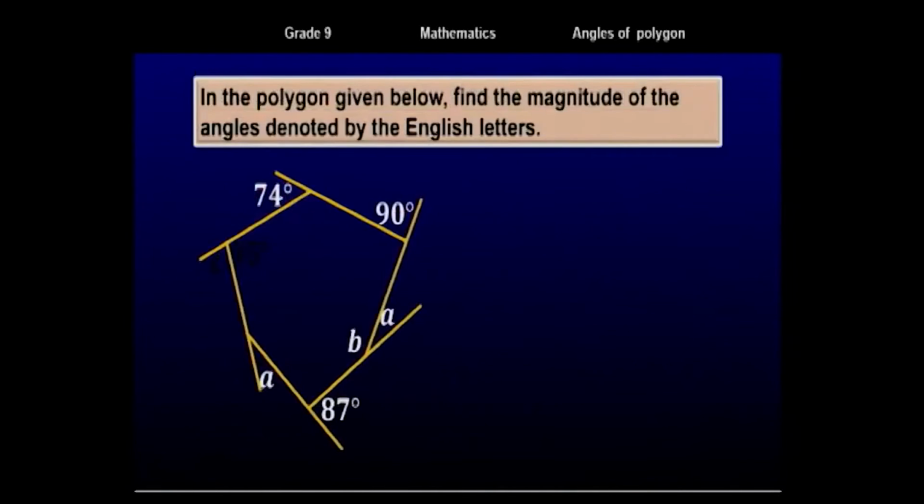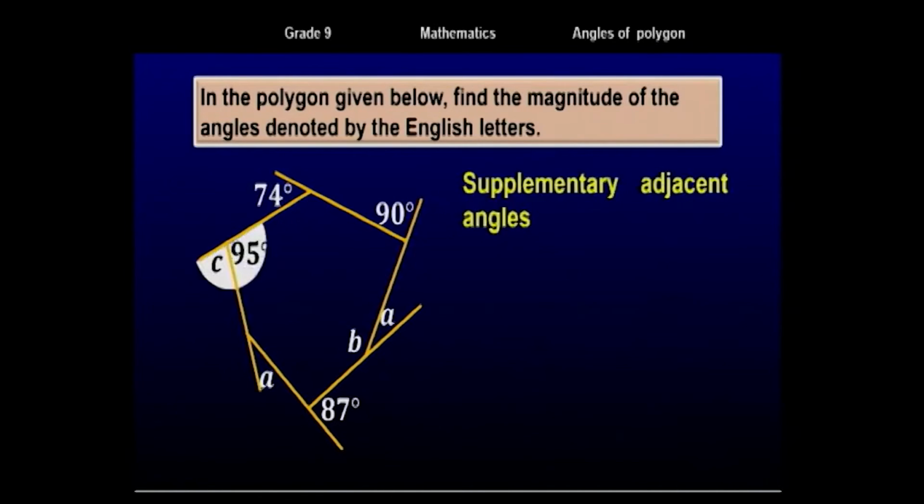Look at the question. In the polygon given below, find the magnitude of the angles denoted by the English letters. There are several English letters. Now you know the theory: the sum of the exterior angles is equal to 360 degrees. So you can simplify. Now look at that. C and 95 are supplementary adjacent angles. Supplementary means 180 degrees. You learnt about these theories in grade 8.